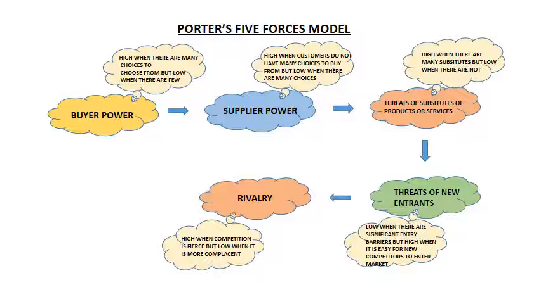Third is threats of substitutes of products or services. It is high when there are many substitutes, but low when there are not. Fourth is threats of new entrants. The threats are low when there are significant entry barriers, but high when it is easy for new competitors to enter the market. Lastly, rivalry. Rivalry is high when competition is fierce, but low when it is more complacent.